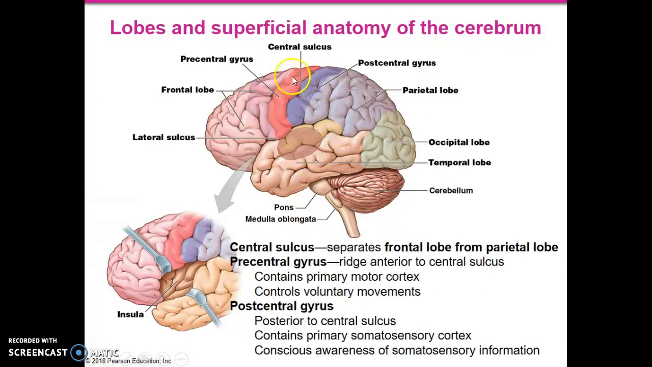So the precentral gyrus here, the red strip here, contains the primary motor cortex, controlling voluntary movements. The postcentral gyrus contains sensory information, so conscious awareness of sensory information coming in from the body.